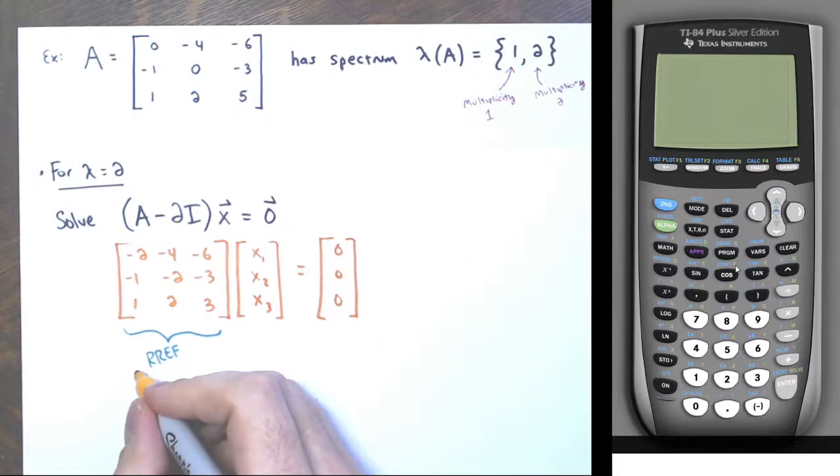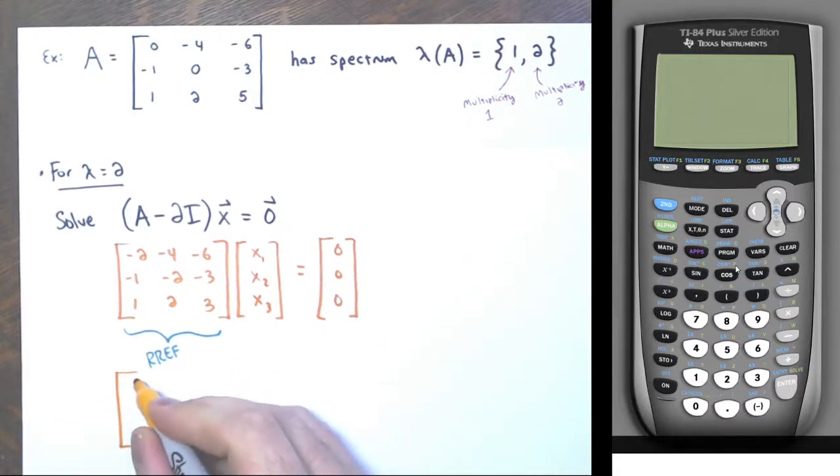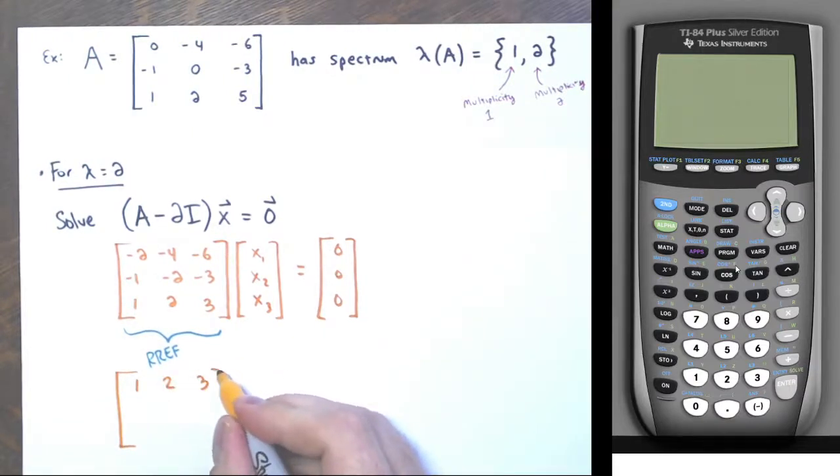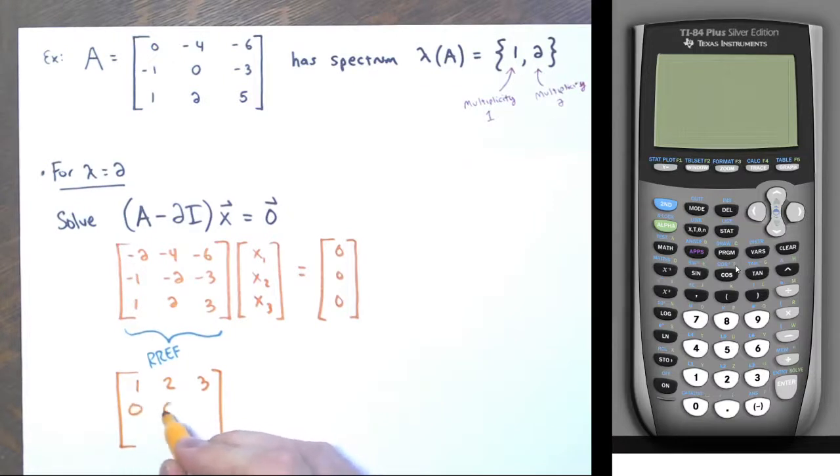And again, you can go to the calculator for this if you wish, but it's just going to be 1, 2, 3, and then a couple rows of zeros. You can verify that if you want. Now again, you're imagining the equals 0, equals 0, equals 0 over here. Alright, now I've got it in reduced echelon form.